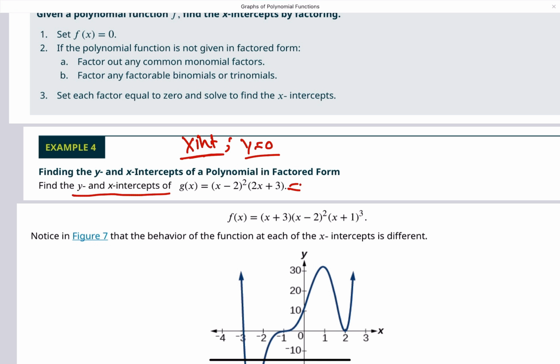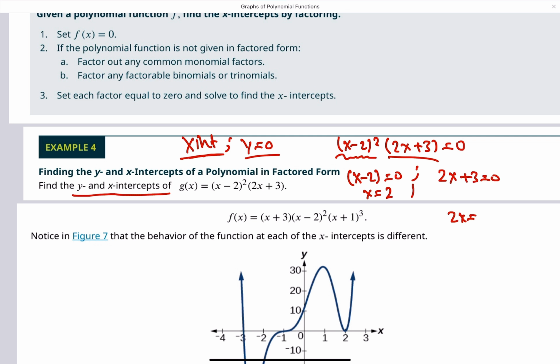So if this equals 0, what do I have? Let me just write it down. So I have x minus 2 squared, 2x plus 3 equals 0. You take every single factor, taking the first one, you place it equal to 0, you get x equal to 2. You take the second, you place it equal to 0, you get 2x equals negative 3, x equals negative 3 divided by 2. That's it. All good? These are the two x-intercepts. Let's erase this.